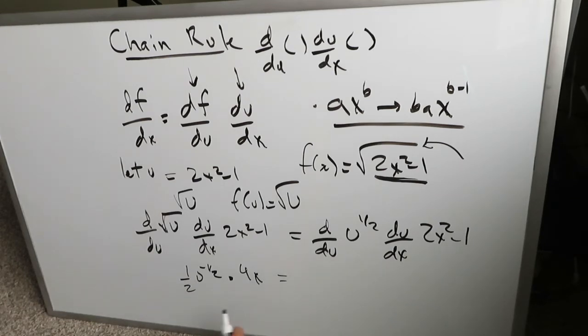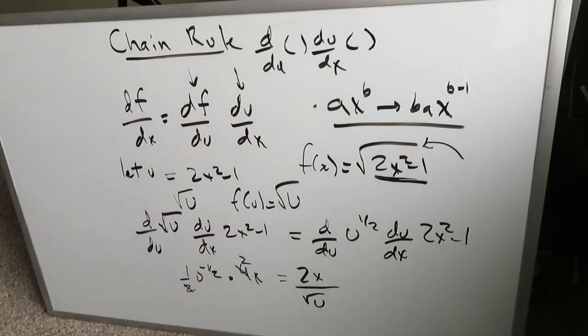Now combine everything and simplify where you can. This 2 simplifies with this 4, and you get a 2. You get left with a 2x over, you see this u to the power of minus 1 over 2? This is really root u, because it's a minus, it's a reciprocal, you bring it down, and it's a 1 over 2, so it's a square root.